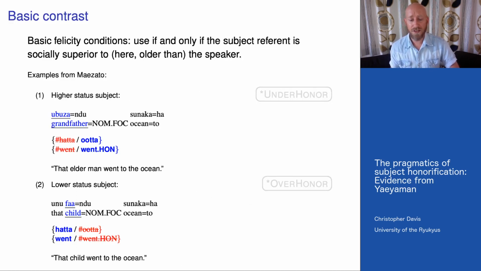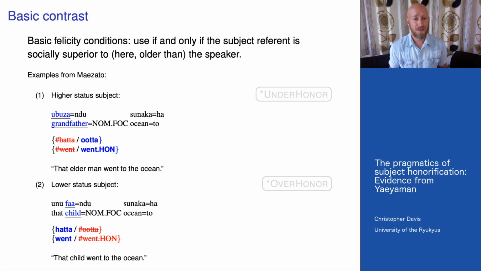Now, the basic contrast to get us started is shown here with data from Maezato. A couple of notes about the data in today's talk. First of all, examples should be understood as utterances whose speaker is in their late 30s. Second, I'm always going to put the honorific verb form on the right and the non-honorific or plain verb form on the left. And finally, the felicitous verb form will be shown in blue, and the infelicitous verb form will be shown in red. Hopefully that'll help everyone parse the data visually. Now, with all that said, turn to example 1.